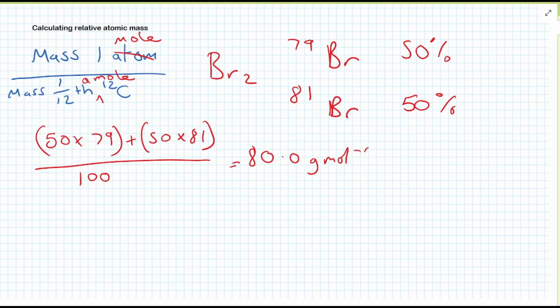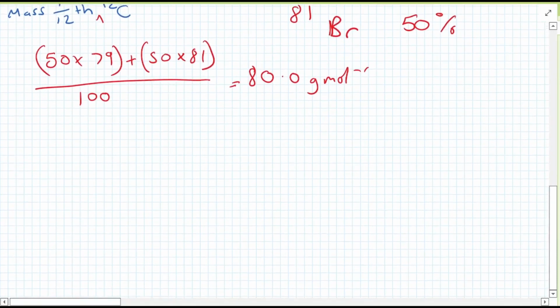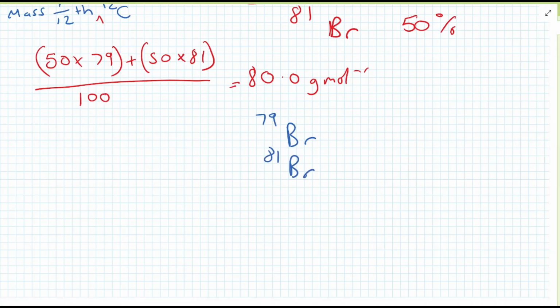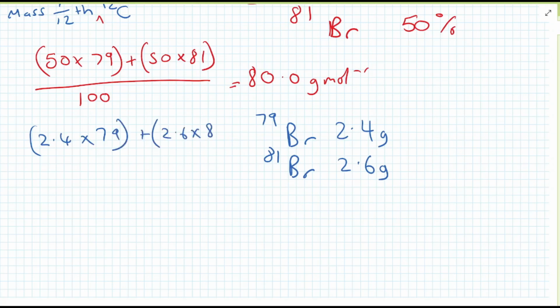Okay, so sometimes, let's say we had a different example here. I'll change color, give myself a little bit more space. Let's say we're still using bromine as our example, bromine 79, bromine 81, but in this case I got 2.4 grams of this and I got 2.6 grams of this as an example. So when I do this problem, I'll need to go 2.4 times 79 plus 2.6 times 81, and then I'm dividing by these two numbers added together, which is 5.0.